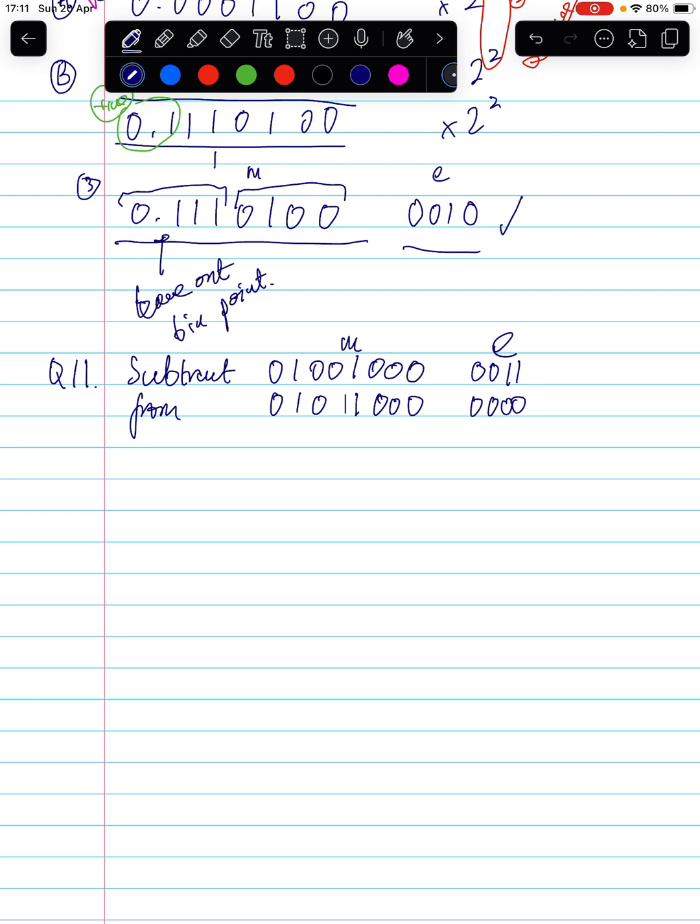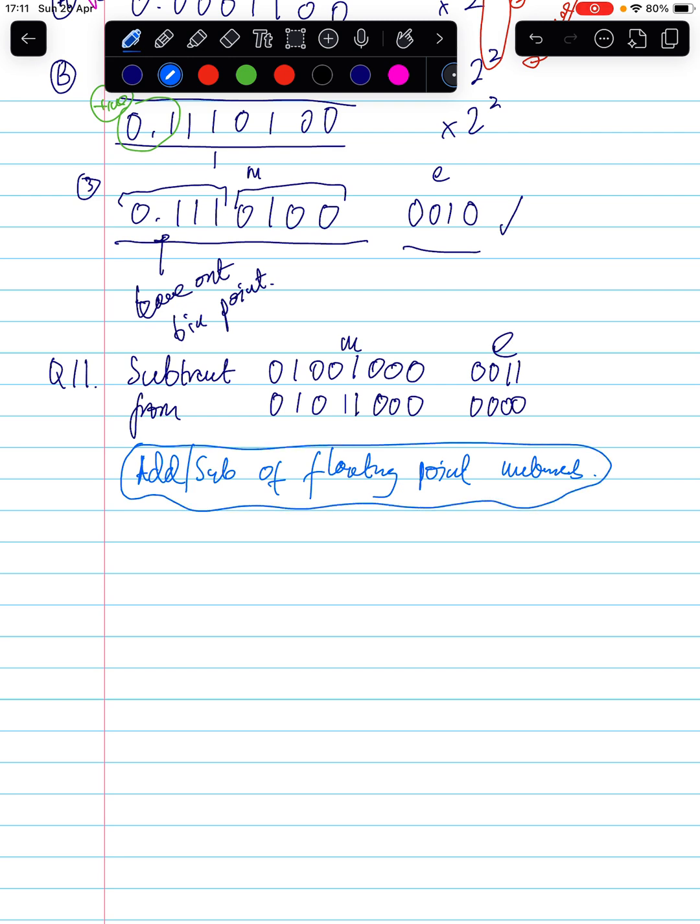Right, so this type of question is addition or subtraction of floating point numbers. So we know the type of question, learn the method.